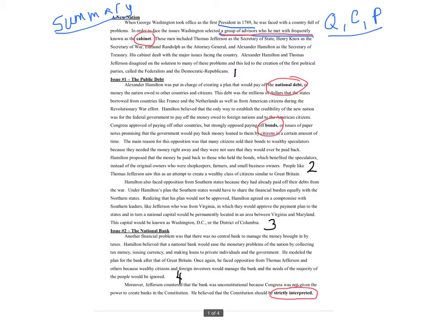These men included Thomas Jefferson as the Secretary of State, Henry Knox as the Secretary of War, Edmund Randolph as the Attorney General, and Alexander Hamilton as the Secretary of Treasury. His cabinet dealt with the major issues facing the country. Alexander Hamilton and Thomas Jefferson disagreed on the solution to many of these problems. What I'm wondering is it keeps referencing these problems, but it still hasn't told me what these problems were. So I'm waiting to find the answer to that. And this led to the creation of the first political parties called the Federalists and the Democratic Republicans.